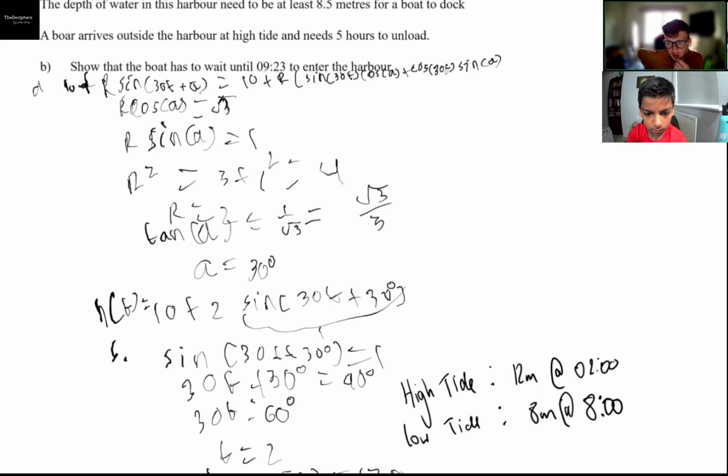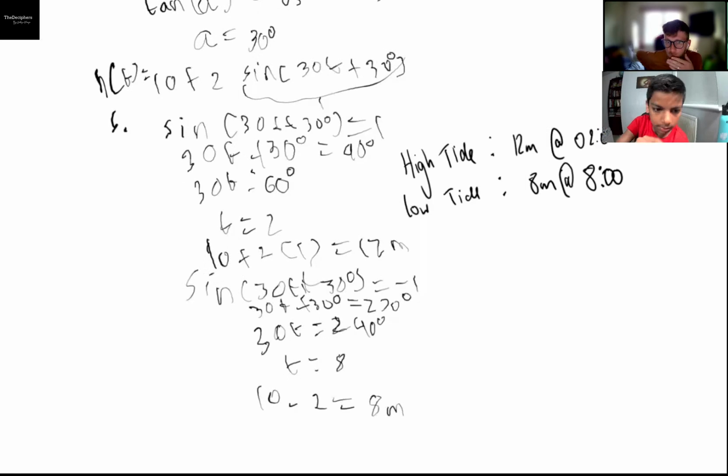We want to find the times at which the height is at a point at which the boat can leave. So when H is more than 8.5 meters. After 5 hours it'll be 7 o'clock, so it's after 7 o'clock.